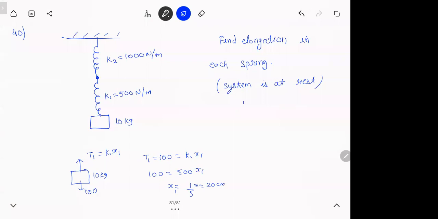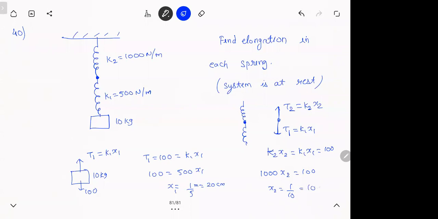Next thing, look at this point. The point where both the springs are meeting. If you see this point, the upper spring is pulling with T2, the bottom spring is pulling with T1. What is T2? K2X2, the spring force. And this is K1X1. Since the point is at rest, K2X2 should be equal to K1X1. But I know K1X1 is 100. Kind of obvious again. This spring is balancing 10 kg. This spring is also balancing 10 kg only. So K2 is 1000 into X2 is 100. So X2 will be 1 by 10th of a meter or 10 centimeter. So the lower spring will stretch 20 centimeters, upper spring will stretch 10 centimeters.